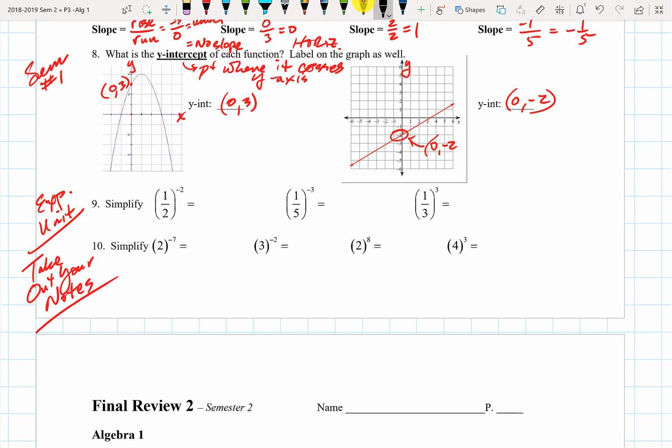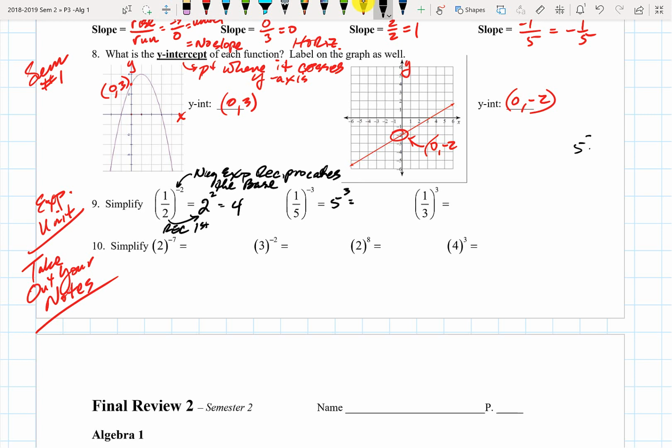Okay, so here we go. We apply the negative first, right here. The negative exponent reciprocates the fraction, the base. So you take the reciprocal of 1/2 and you get 2. If you look at your notes, I said that. So you reciprocate first, and then you evaluate. So you get 4. So the reciprocal of 1/5 is 5, and then you got to cube it.